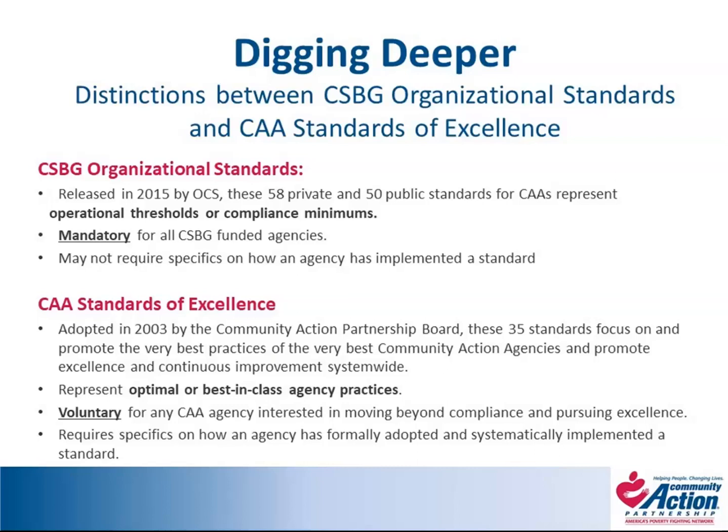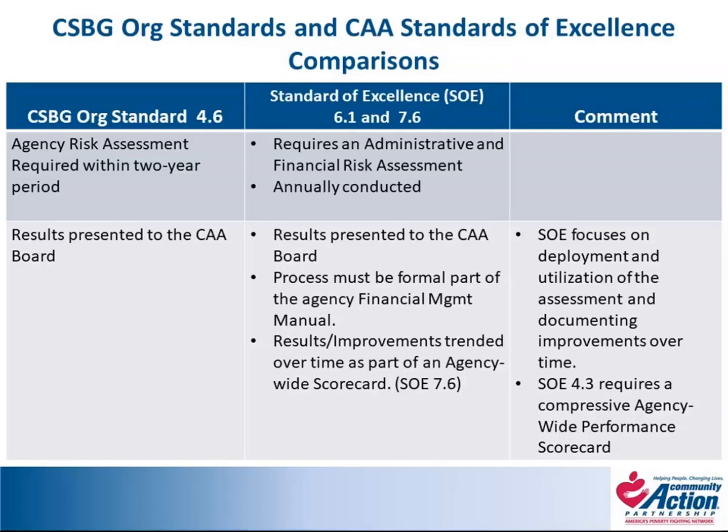The standards of excellence, though, were adopted back in 2003 by the Community Action Partnership Board. They were developed through Community Action, just as the org standards actually were. These 35 standards focus on the very best practices of the very best community action agencies to promote excellence as well as continuous improvement. These are very much voluntary for community action agencies, as they choose to move beyond compliance and pursue excellence. Here is a little bit of a difference, to show you how the organization can start to move into the standards of excellence if they choose to.